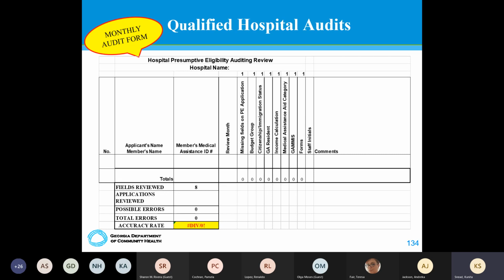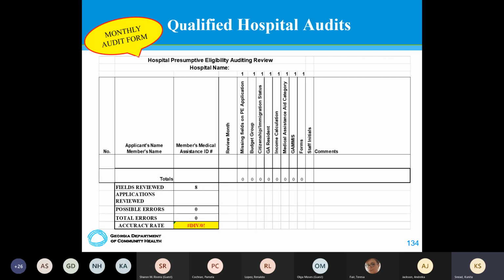So there are 7 or 8 areas, or fields, that we look at. We look at the whole entire PE application. If any fields are missing that are supposed to be completed on that PE application, then it will be counted as an error. We do not count the errors more than one time. So if you had 2 different fields that were missing that should have been completed, we're only going to count that error one time. It will be just an error counted off of that particular area.